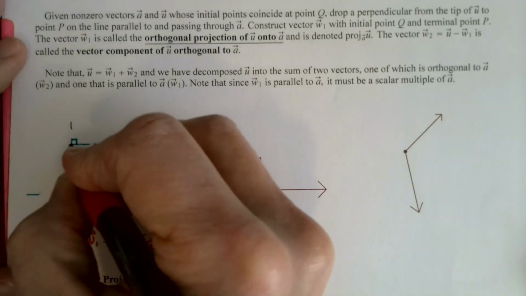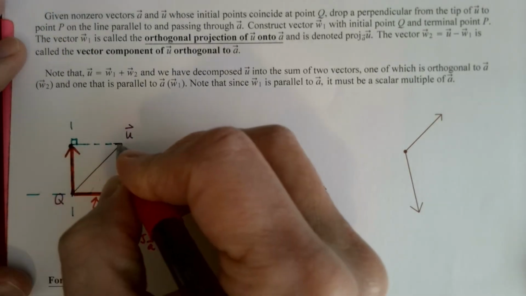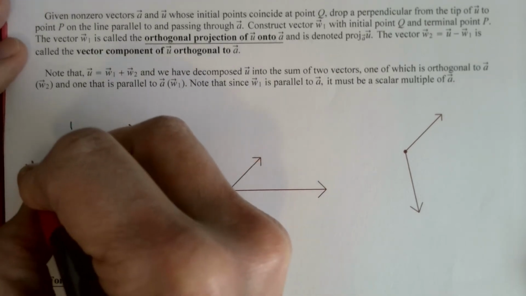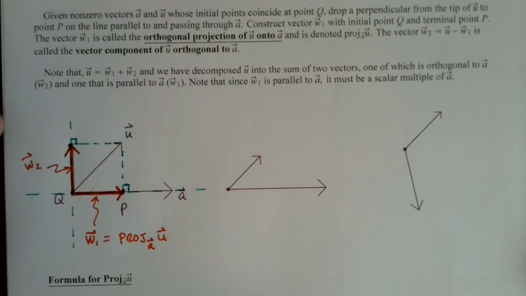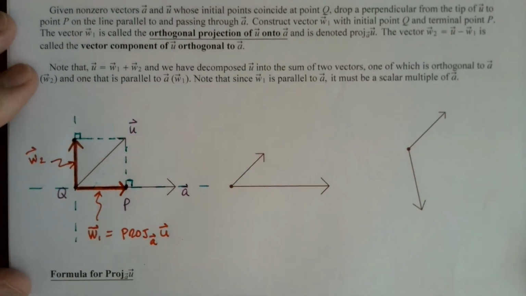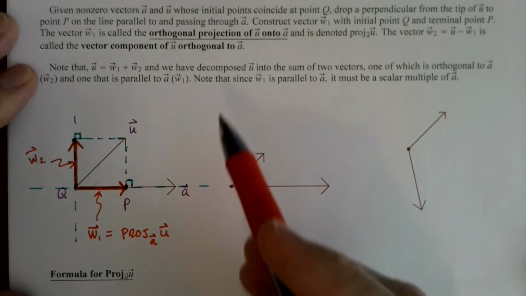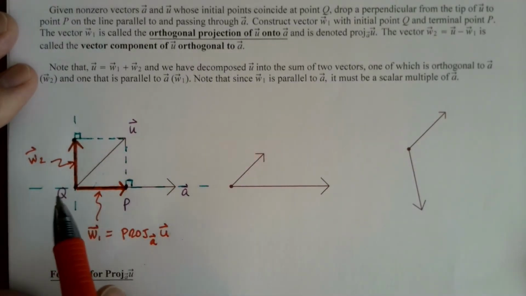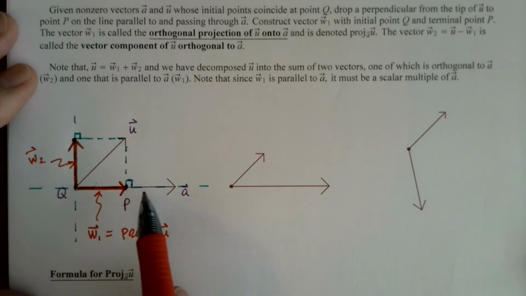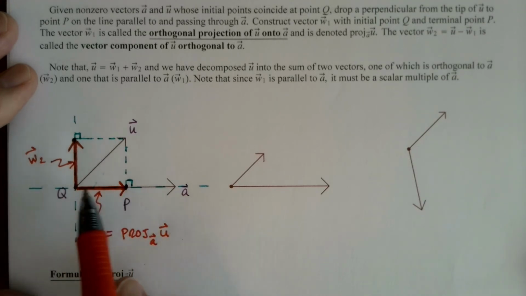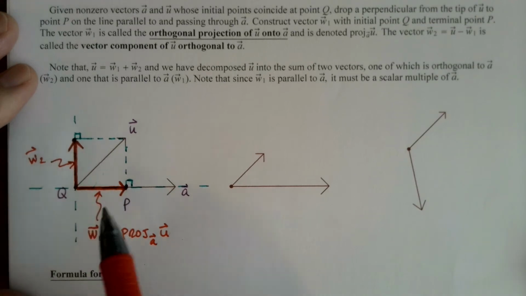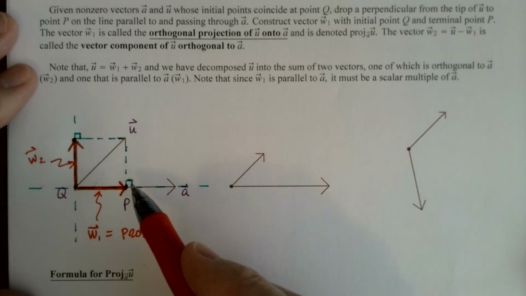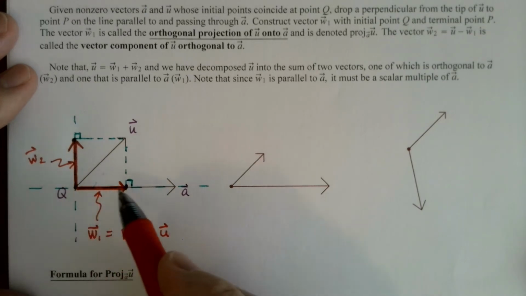That would be, and of course, going in this direction. This would be U minus W1. So this vector here is what we're calling vector W2, and that is the vector component of U orthogonal to A. So it's real important here: the orthogonal projection of U onto A is actually parallel to A. It's collinear or parallel to A. So be careful. Orthogonal projection of U onto A. We're projecting, here's the orthogonal part, but that vector is actually parallel to A.